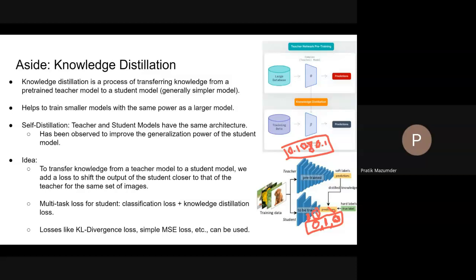So what this does is that not only am I forcing you to learn the correct class, but I'm also telling you how much the contribution, or the possibility, of the other classes will be. So that's why these are soft targets rather than hard targets.